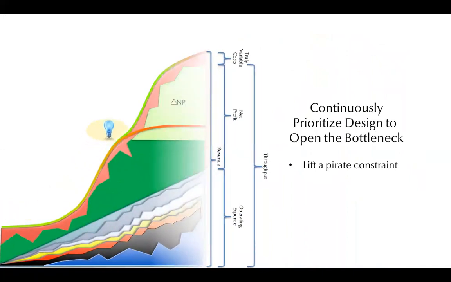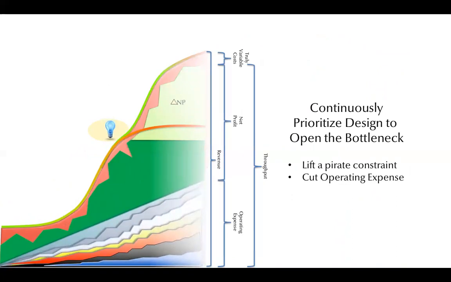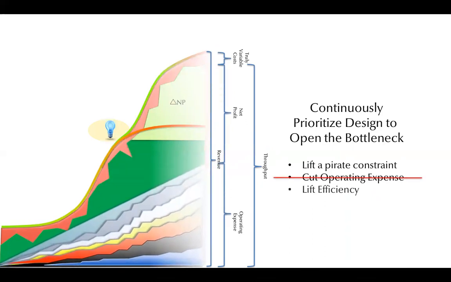And many other things. We're now in a situation where actually we could spend more operating expense. We could do more with it. But you might go, wait a second. No. Look, yes, good. You solved your problem. You lifted a pirate constraint. And now we can cut the operating expense. Well, Goldratt was asked that question. And he said, it never makes sense to cut operating expense. It does make sense to improve efficiency.